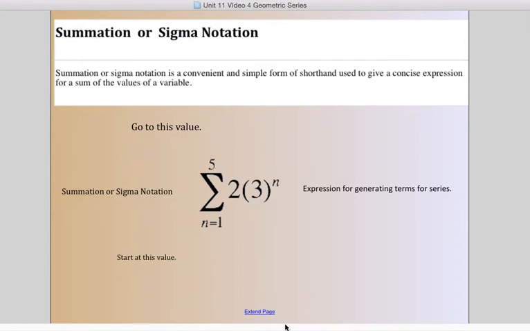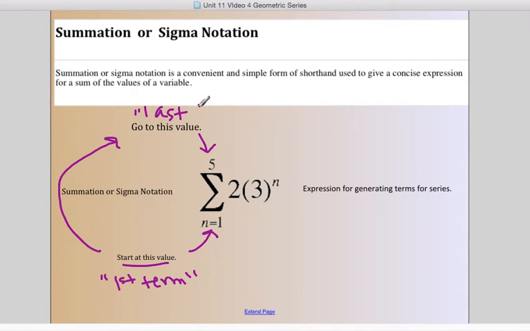Okay, so we always start with the bottom value, plug it in. That gives us our first term. And we sum and go to the top value. So we go up to this one. This one gives us our last term. So this is summation or sigma notation. And in order to get those, remember you just take it and plug n in. So 1, plug it in for n.